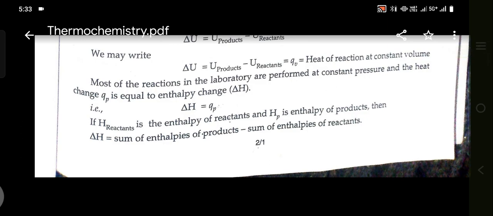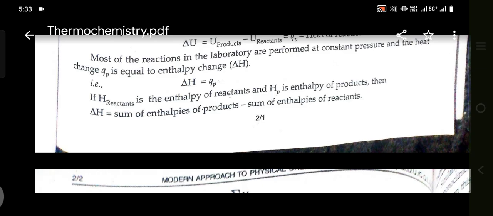Most of the reactions in the laboratory are performed at constant pressure, and the heat change QP is equal to the enthalpy change delta H. Delta H is equal to QP. If H reactants is the enthalpy of reactants and H products is the enthalpy of products, then delta H is equal to the sum of enthalpy of products minus the sum of enthalpy of reactants.